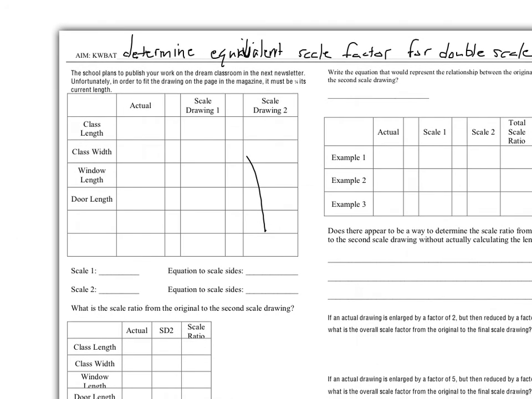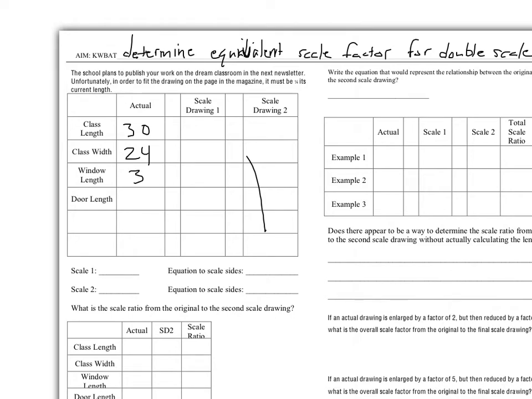Alright, so we're going to look back at some of our work from yesterday, and we're going to use some of our scales to kind of think about what would happen if we scaled the drawing. So the situation we're given here is the school plans to publish your work of your dream classroom in the newsletter. Unfortunately, in order to fit your scale drawing in the magazine, they need it to be 1/4 of its current length. So yesterday, our actual class length, I believe, was 30, and our actual class width was 24.